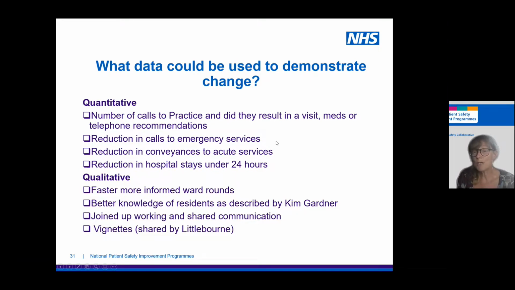A reduction in calls to emergency services, a reduction in conveyances to acute services, and even can you demonstrate a reduction in hospital stays under 24 hours, so somebody's gone in and they've been turned around quite quickly. In terms of qualitative data, faster and more informed ward rounds. So it might be that they become more effective and more efficient when you're actually talking to care homes in the same language, and everybody's aware of things like soft signs, NEWS to baseline scores, and what might have changed for that patient, or that somebody's remaining quite stable but they're on the care home's radar.